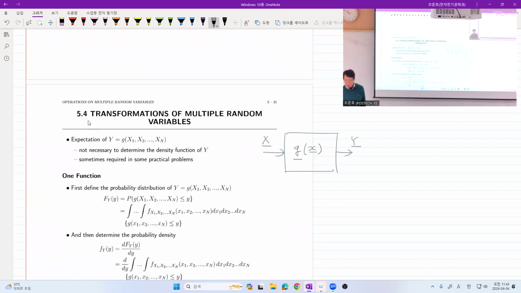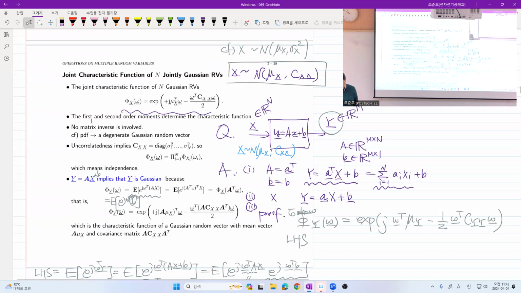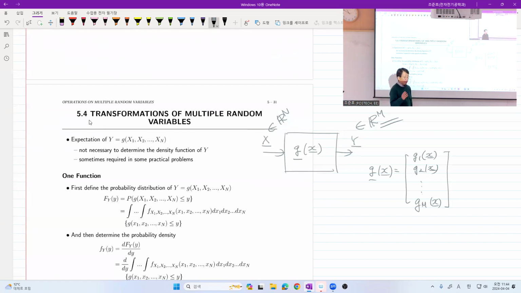So actually, this g can be written in this form, g1 of x, g2 of x. For consistency, let's consider, okay, n, x is length n. So this is a length n vector, random vector. This is a length m vector. So how many outputs do we have? Capital M. So you have up to g sub capital M of x. So you have capital M deterministic functions that map a vector into a scalar. So you have M scalars.